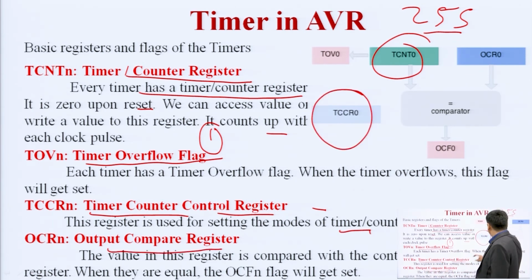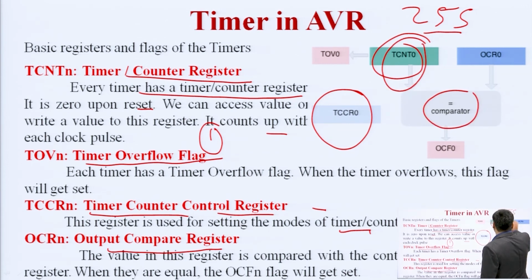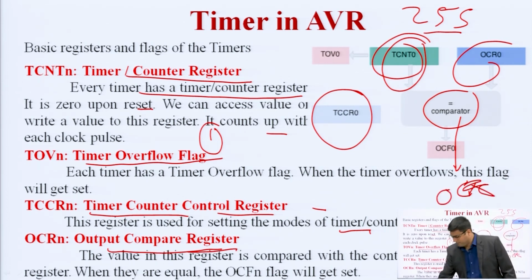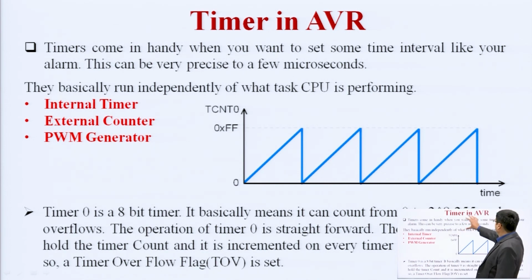It has an output compare register. What is the output compare register? It will compare the values of TCNT0 and OCR0 and further provide the result into OCF0. So these are the timers in AVR.